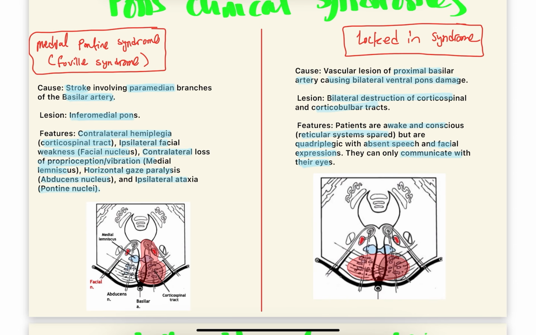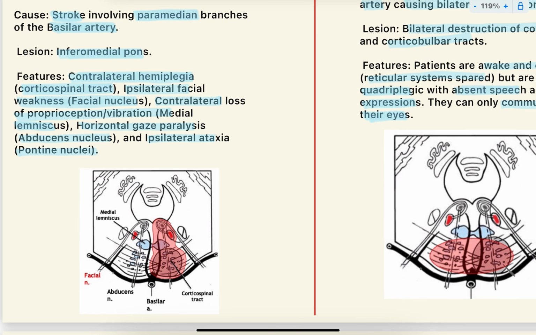Now what will happen in this case? What is it affecting? It affects here the corticospinal tract, so it will be contralateral hemiplegia. It also affects the facial nerve, because remember I said I have the facial and abducens nerves. Once it affects the facial nerve, it will lead to ipsilateral weakness in your face, because it's on the same side, so facial nucleus.